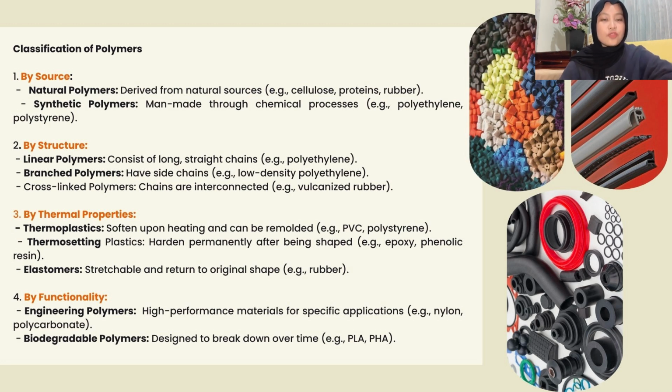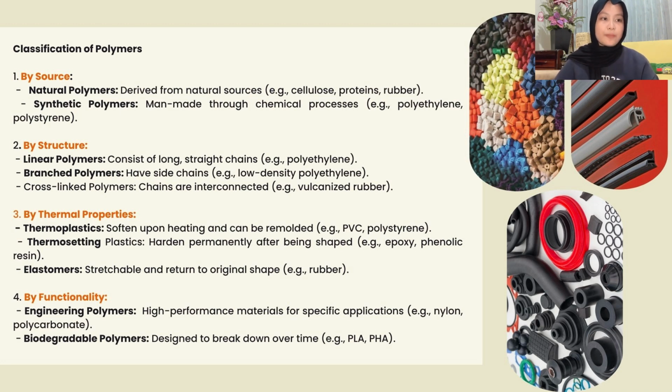Next, we can see them by structure. There are 3 types of polymers. The first is linear polymers. It consists of long, straight chains like polyethylene. Second is branched polymers. It has side chains like low-density polyethylene. The third is cross-linked polymers. This polymer has interlinked chains like vulcanized rubber.